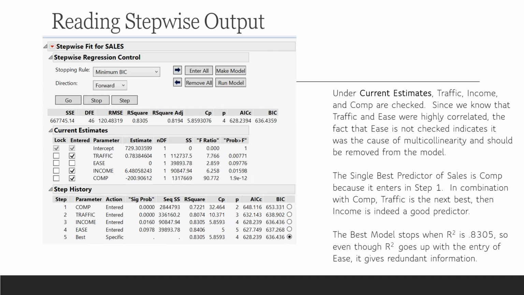In combination with competition, traffic is the next best predictor. R squared goes up to 80.74%. Then income comes into the model, and R squared goes up to 83.05%. Now, ease of entry is entered in step 4, and R squared goes up automatically every time we enter an X. However, it says your best model occurs when R squared is 0.8305. So that means we're going to stop after income is entered into the model.